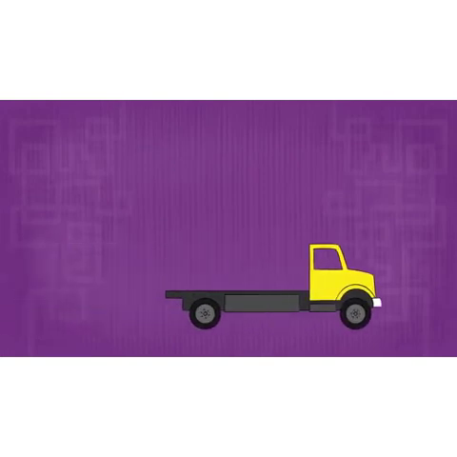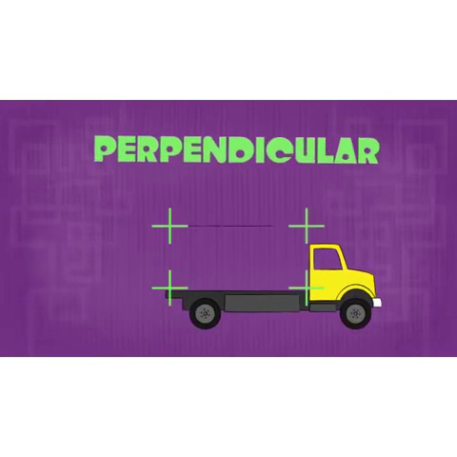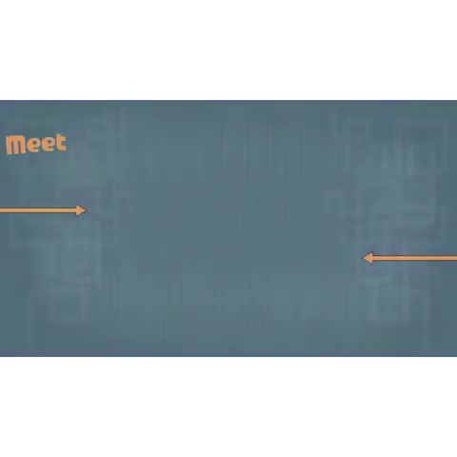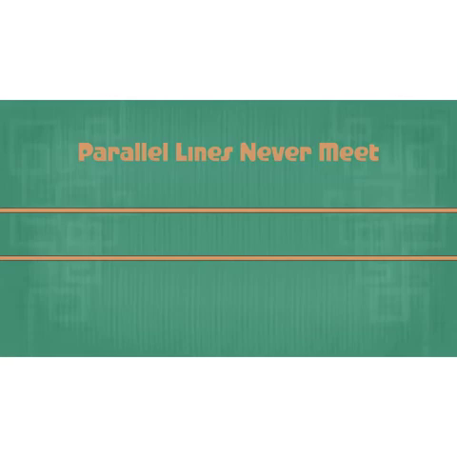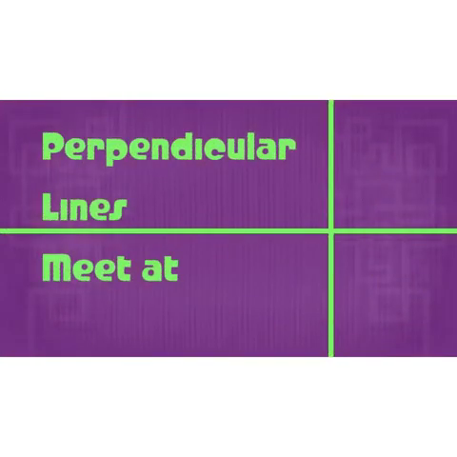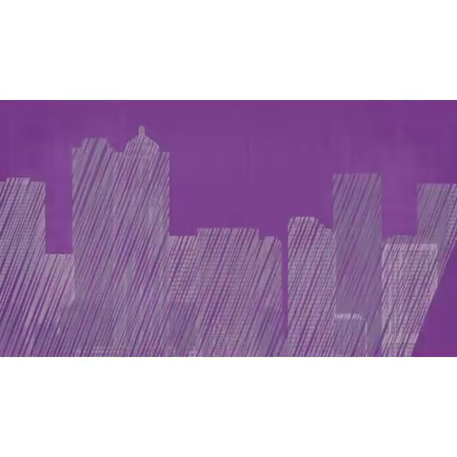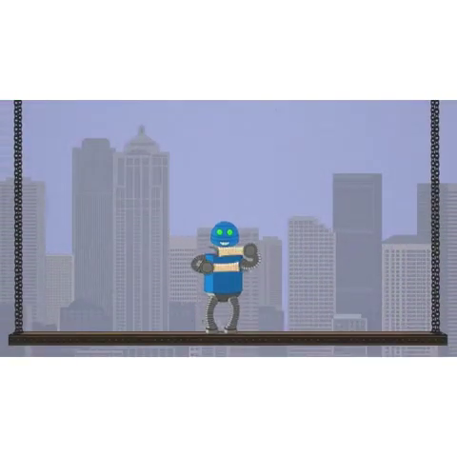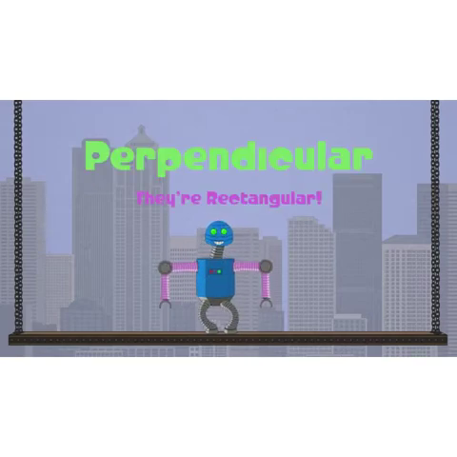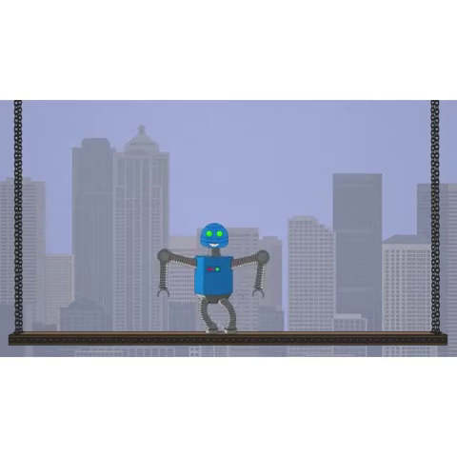You'll find lines that are perpendicular on a rectangle's perimeter. Or let's break it down even simpler. They make right angles in particular. Parallel lines never meet. Intersecting lines make V's. Perpendicular lines meet at 90 degrees. Put your hands in the air with me. Parallel, intersecting, perpendicular, they're rectangular.